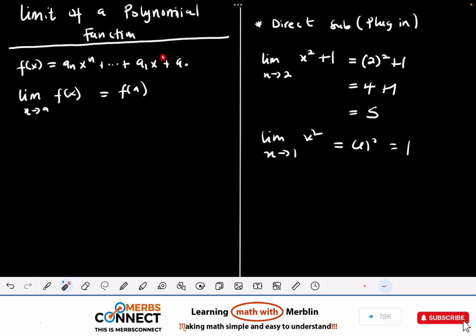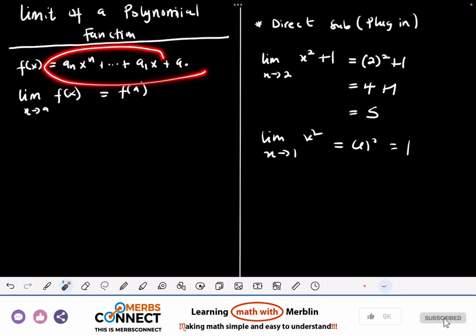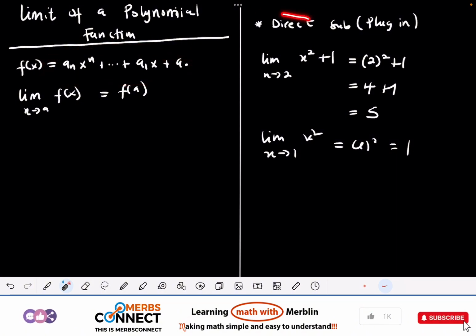So remember, whenever you see that the function is a polynomial function, all we need to do is just plug in. In the next video, we are going to talk about how we are going to work with a rational function.